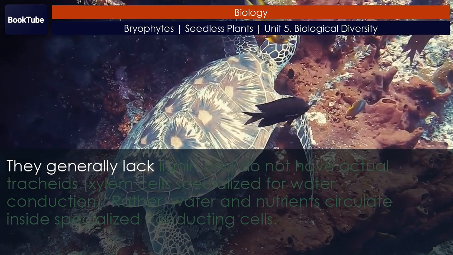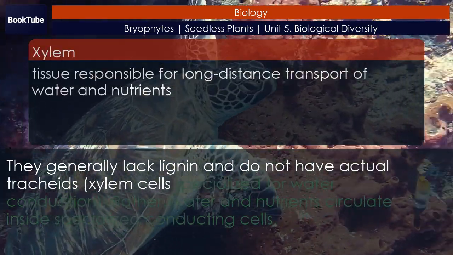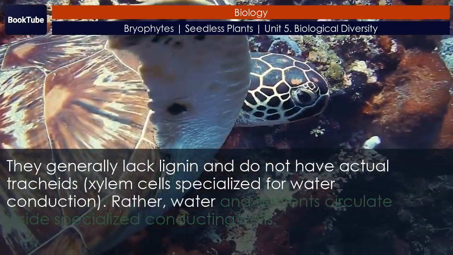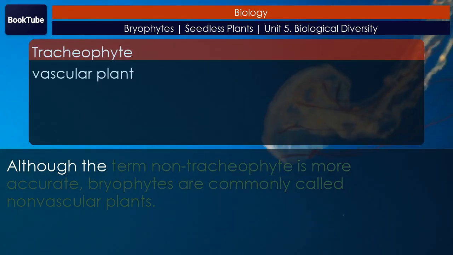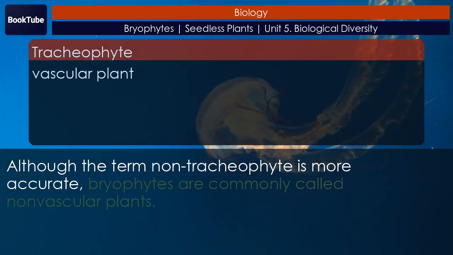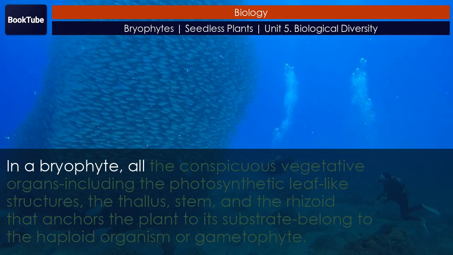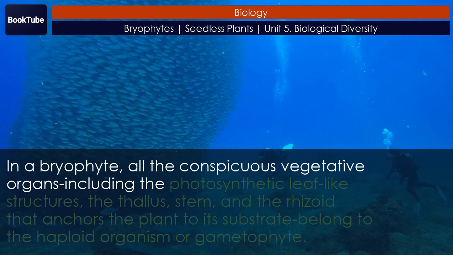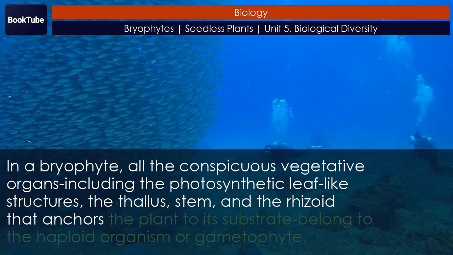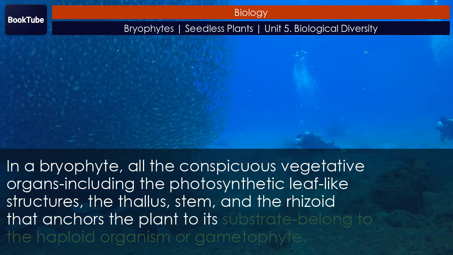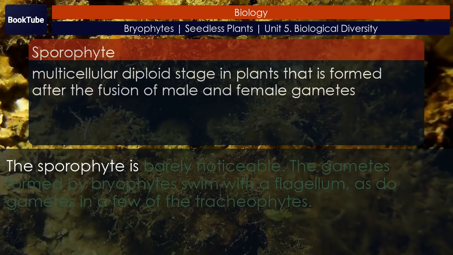They generally lack lignin and do not have actual tracheids, xylem cells specialized for water conduction. Rather, water and nutrients circulate inside specialized conducting cells. Although the term non-tracheophyte is more accurate, bryophytes are commonly called non-vascular plants. In a bryophyte, all the conspicuous vegetative organs, including the photosynthetic leaf-like structures, the thallus, stem, and the rhizoid that anchors the plant to its substrate, belong to the haploid organism or gametophyte. The sporophyte is barely noticeable.